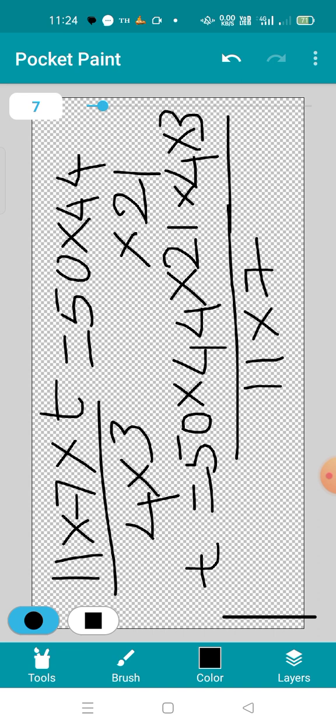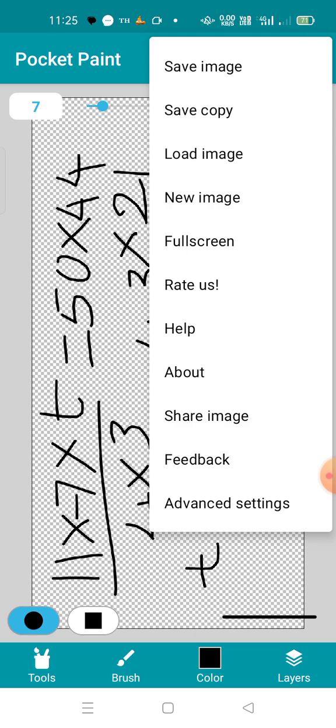So now we can observe that 11 times 4 is 44, and 7 times 3 is going to be 21. So what are we left with? We are just left with 50 into 4 into 3 into 4 into 3. So let us rewrite this and check what answer we will get.